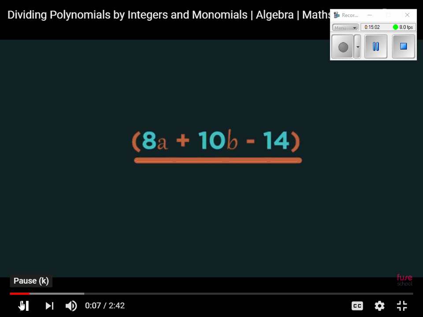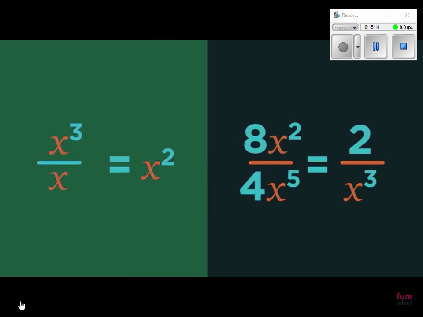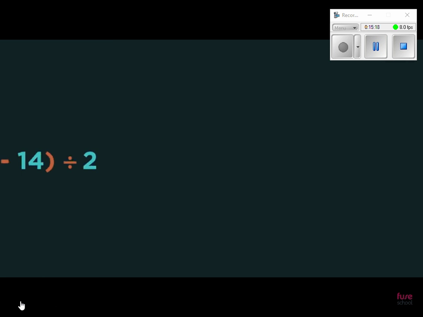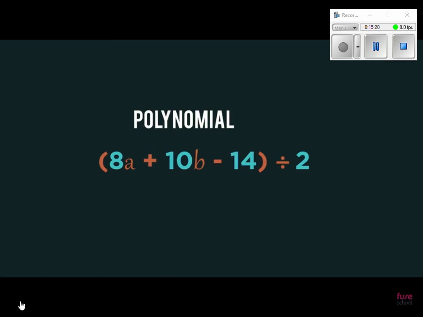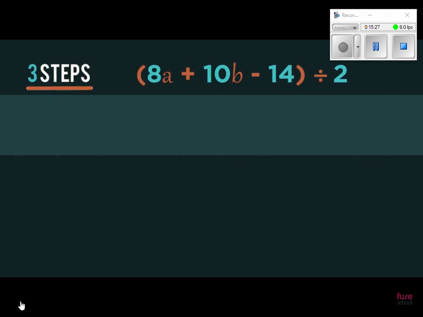Dividing a polynomial by an integer or an expression is really just another way of simplifying. There isn't actually anything new to learn. You just need to be able to simplify numbers and know how to divide with indices. You know how to do that. So let's jump straight in with an example, starting with dividing a polynomial by a number or integer. There are 3 simple steps to follow.